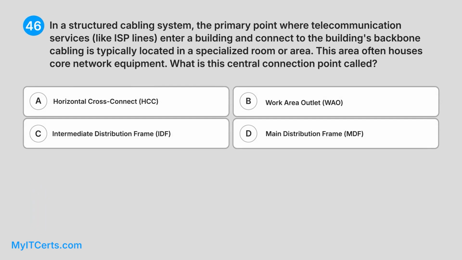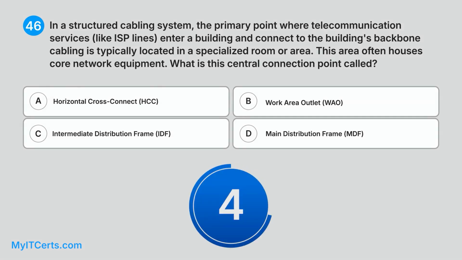46. In a structured cabling system, the primary point where telecommunications services, like ISP lines, enter a building and connect to the building's backbone cabling is typically located in a specialized room or area. This area often houses core network equipment. What is this central connection point called? A. Horizontal cross-connect, HCC. B. Work area outlet, WAO. C. Intermediate distribution frame, IDF. D. Main distribution frame, MDF. Can you guess the answer?